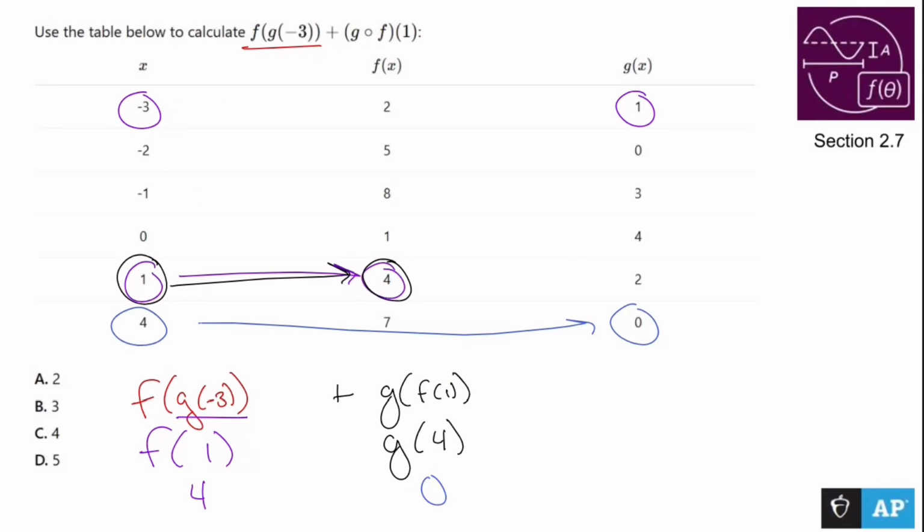My job is simply to add these two values. 4 plus 0 is 4. The answer is C.